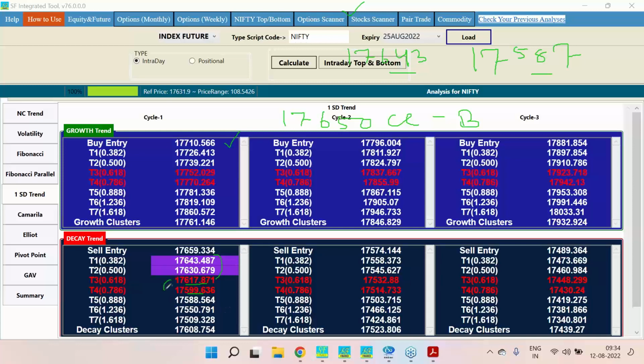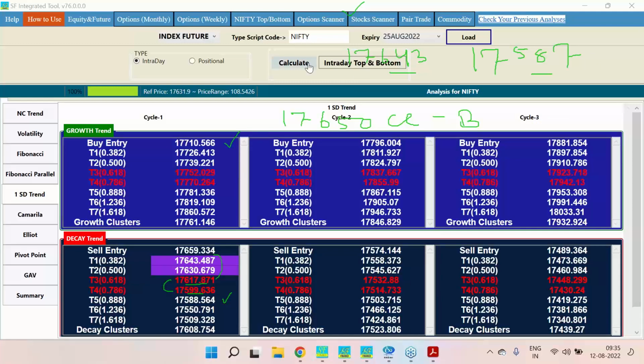Once these two levels give you the breakdown or breakout, then 17,588, 550, 509 can also come. The decay cluster is setting at 17,609. That is the optimum support for the day. If that is broken, then the possibility of 550 or 588 is bright. So this is for the Nifty intraday trade, where you will be using the one standard deviation and option hedge.